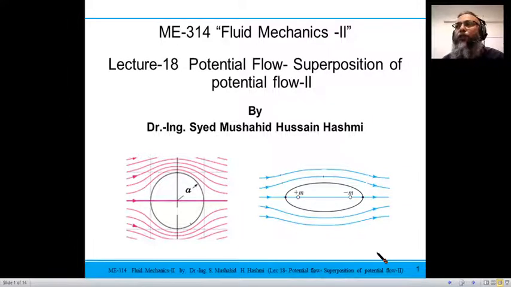and the last topic we did was by superimposing the source and the sink at a particular condition, when the product of the source strength and the distance between them is a constant, which results in a pattern called a doublet, and we have developed expressions for the stream function and velocity potential function for the doublet.